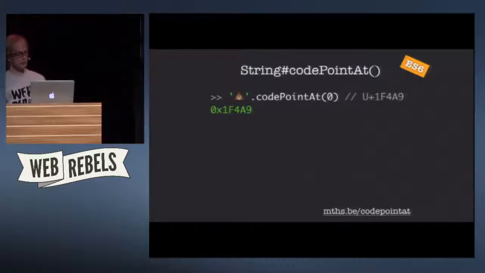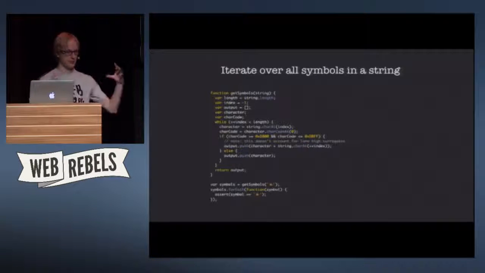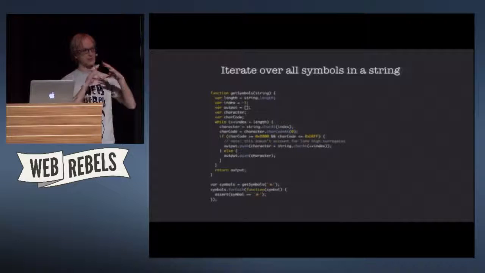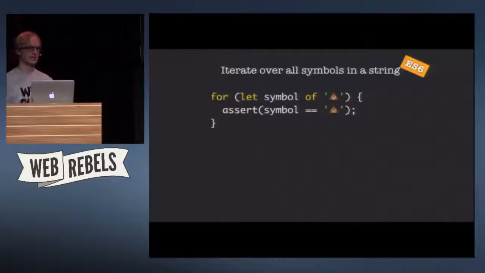Now, just another example, just to make you think a little bit more about this sort of issue: let's say you want to iterate over all the symbols in a string and do something with each individual symbol. In ES5, in current environments, you would need a lot of boilerplate code just to account for these surrogate pairs, because you want to group them together and treat them as one single unit, because they are one single character, really. Now, this is a lot of code, but in ES6, it's much easier.